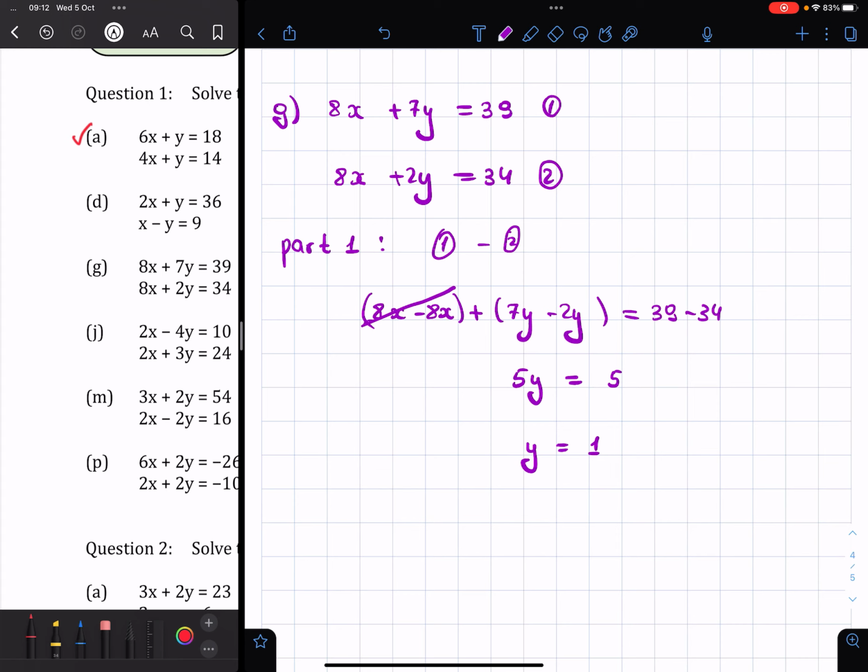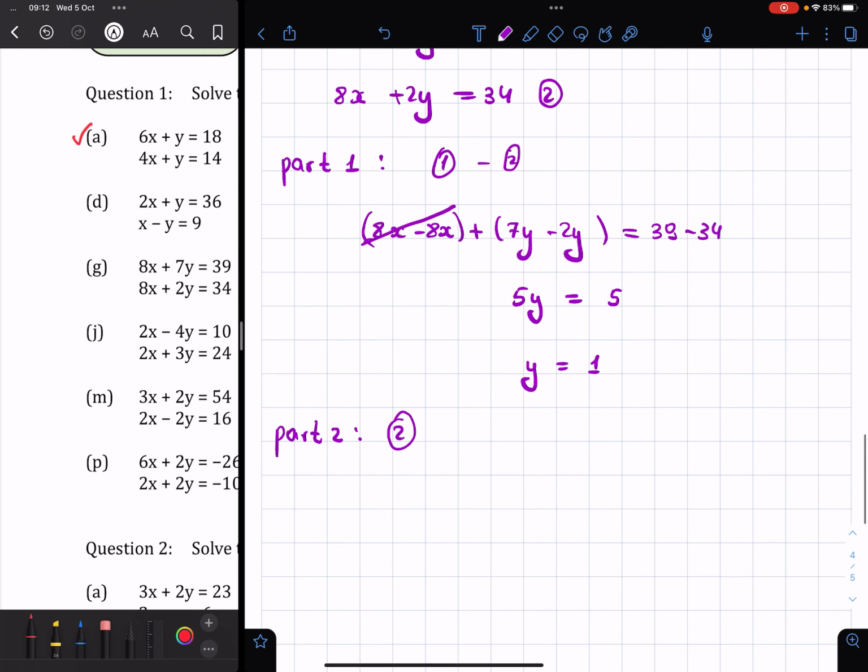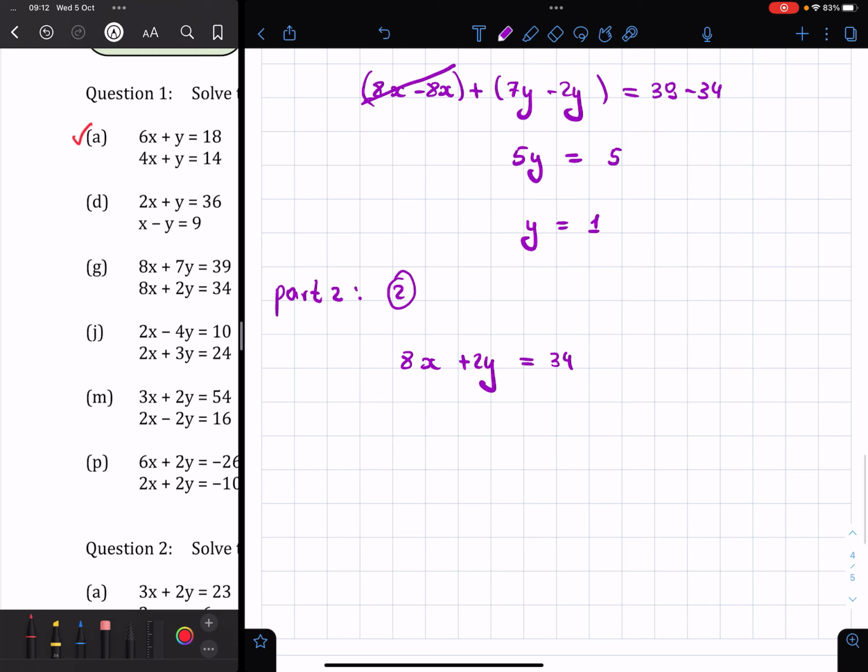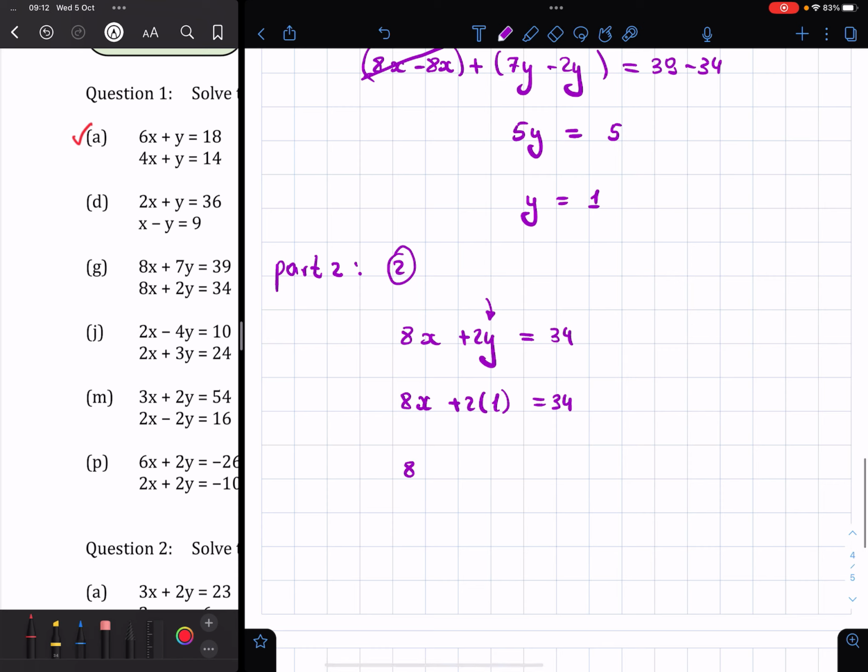So if y is 1, I can now go back to either the first or the second equation to find the value of x. So I'm going to go with the second equation. This is part 2, and I'm going with the second equation, 8x plus 2y equals 34. Instead of y, I'm just going to write 1. So that gives us 8x plus 2 equals 34.